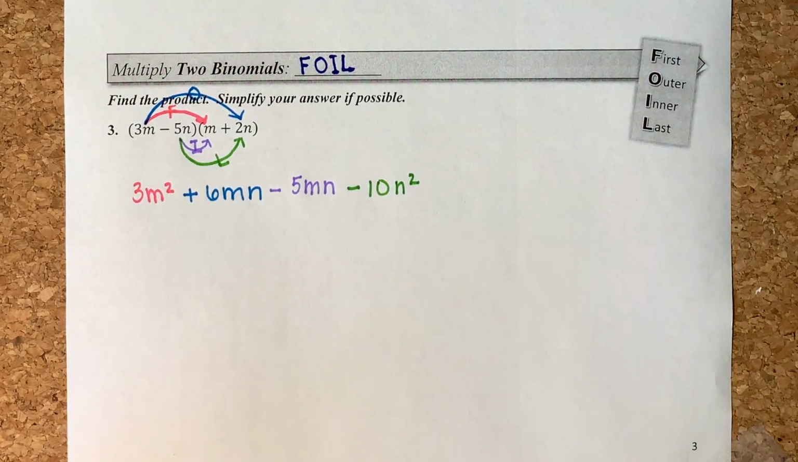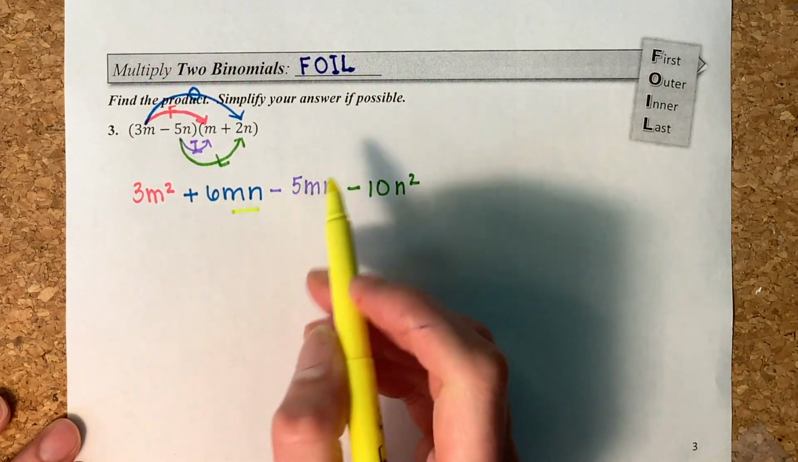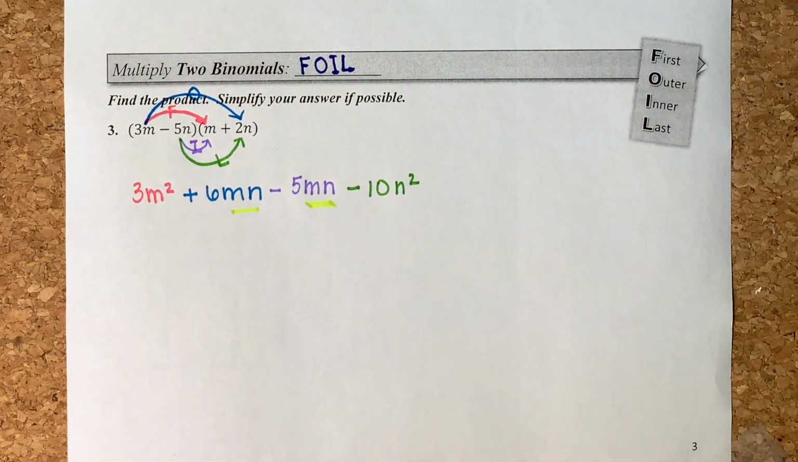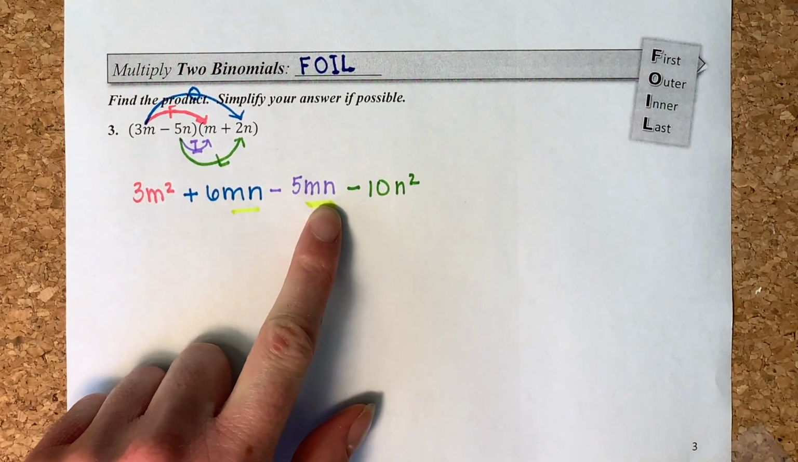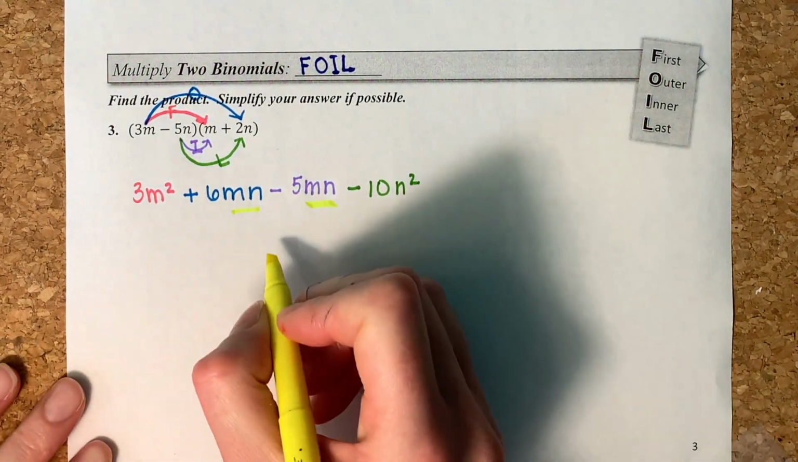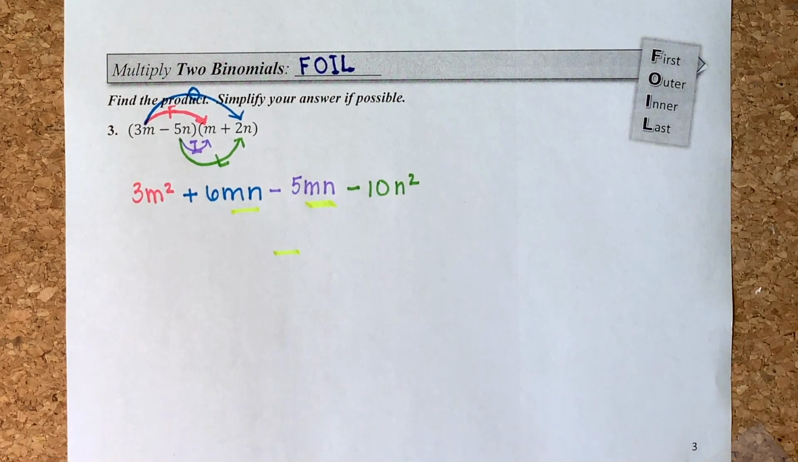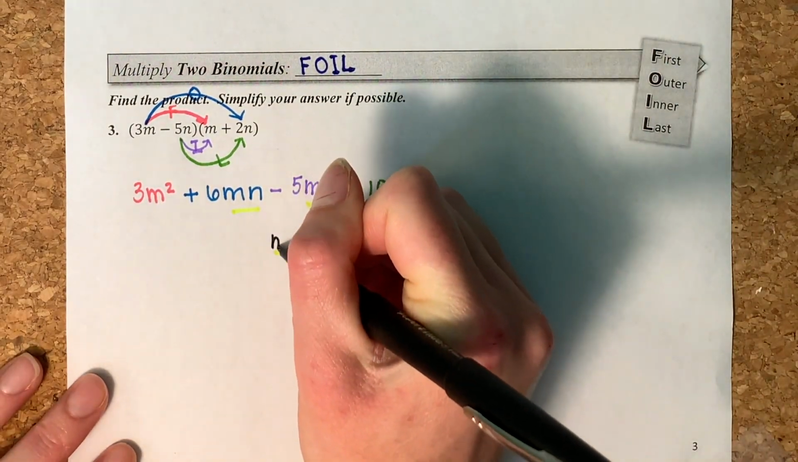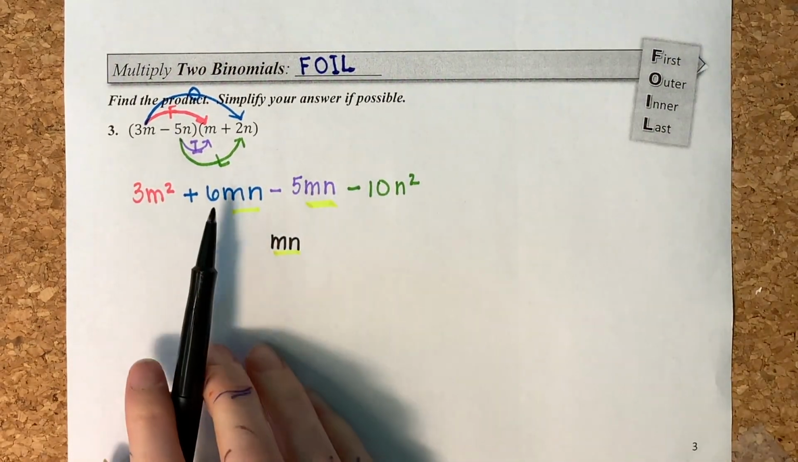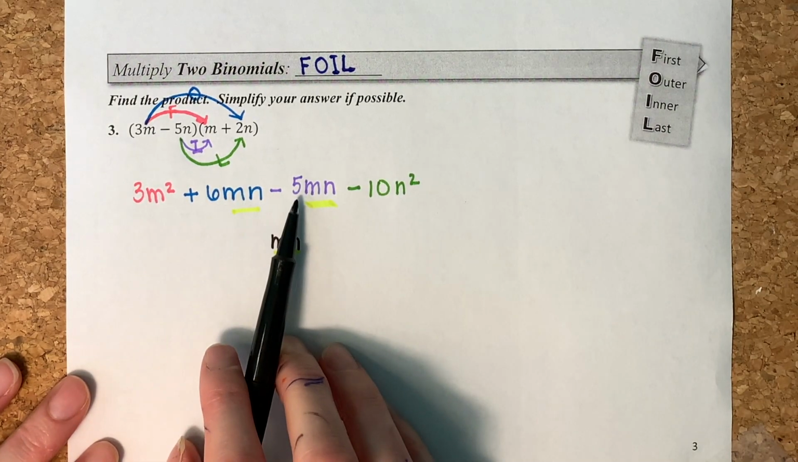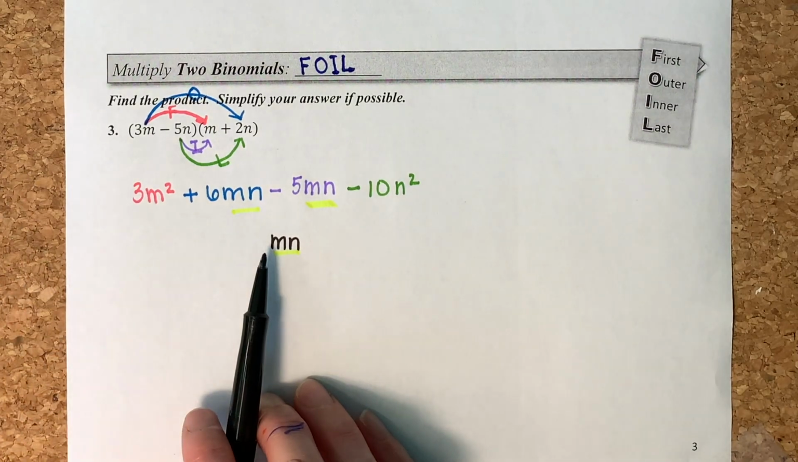Now we want to simplify. These two middle terms have the same variable base, mn. So they're like terms, so we can combine them. And when we combine like terms, we keep the variable base, which is mn, and then we add or subtract the coefficients. So 6 minus 5 will give us 1. If your coefficient is a 1, you don't have to write it.